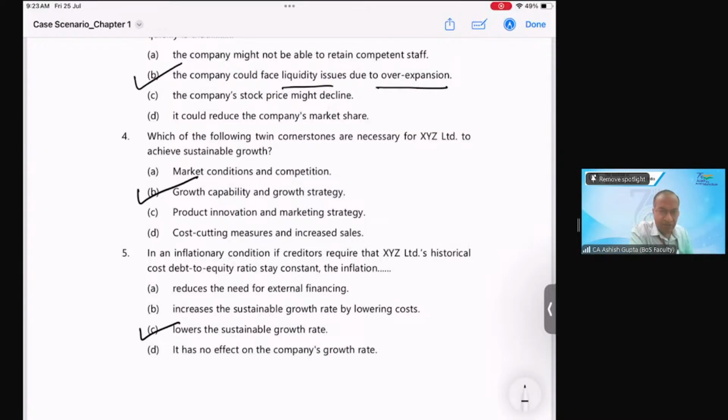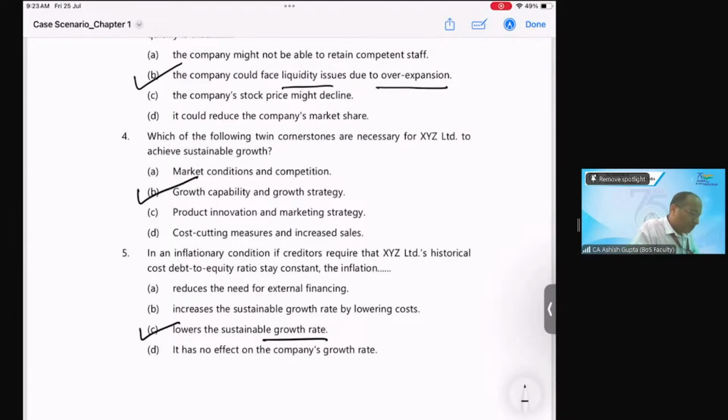It is A, because... rather, it increases the need for external financing, because with inflation we need more funds. So generally, it leads to a lower sustainable growth rate, because with inflation we have lesser and lesser profit. Since we have maintained our debt equity ratio, we are not borrowing additional money or additional funding. Ultimately, with inflation our profit is going down, and that impacts our growth rate. So it will lower our sustainable growth rate.